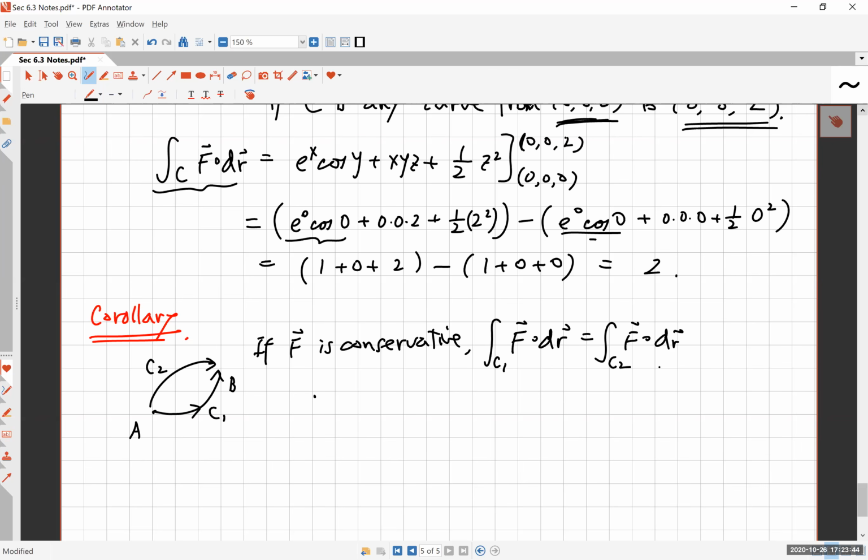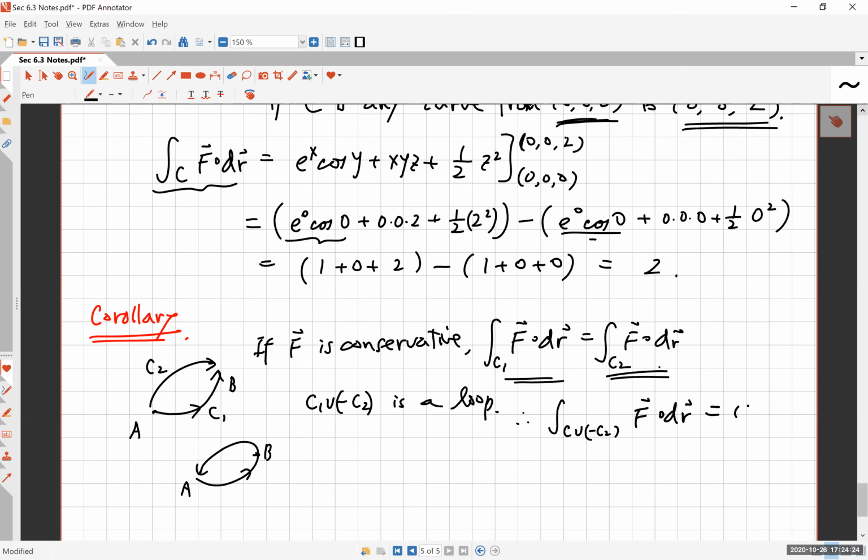Therefore, if you remember, C1 union C2 is a loop. Now, I have to explain what a loop is in just a second, okay? But C1 plus C2 will be just this. It goes from A to B and then comes back from B to A because, oh, sorry, it's C1 union minus C2 that is a loop, okay? And of course the negative of this would be exactly the opposite. And therefore, the integral of F dr over the loop C1 union negative C2 is going to be 0.